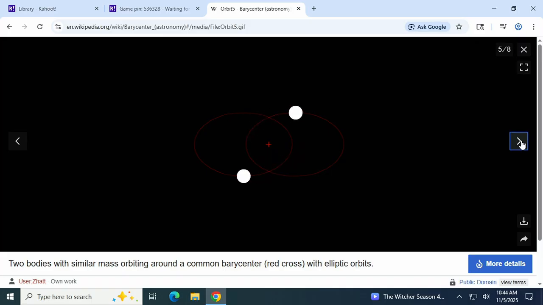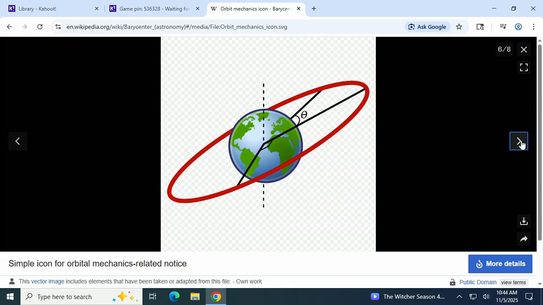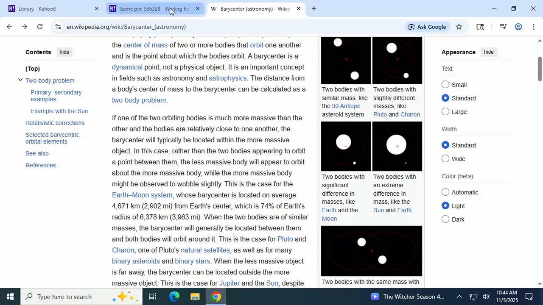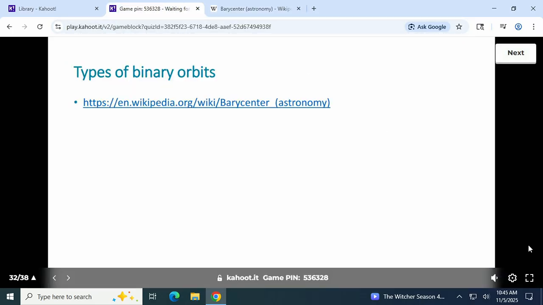But then you can get really crazy systems too. These are both orbiting the center of mass of the system, but now they have elliptical orbits instead of circular orbits. And so there's some variety in how your binary systems might behave.